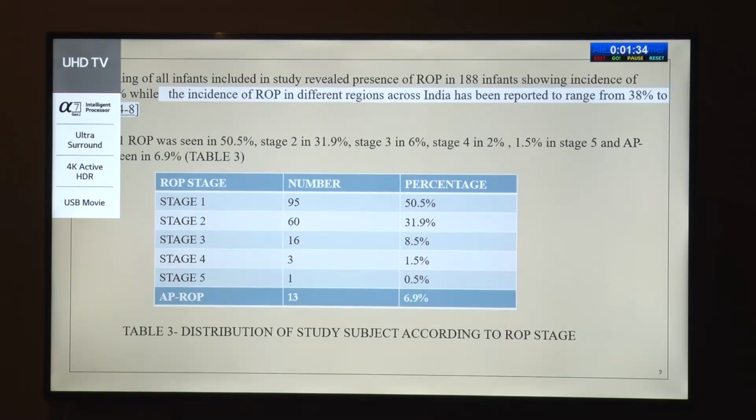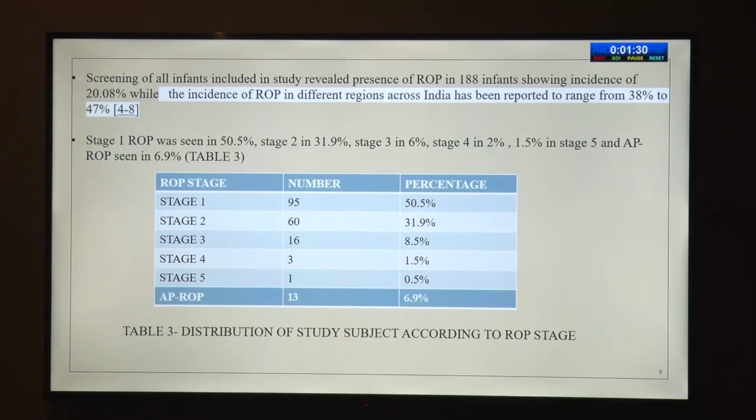The incidence of ROP in different regions of India has been reported in the range of 38 to 47%. In our study, stage 1 ROP was seen in 50.5% of patients, stage 2 in 31.9%, and stage 3 in 6%. 2% presented with stage 4, and 1.5% presented with stage 5. Aggressive ROP was seen in 6.9% of patients.